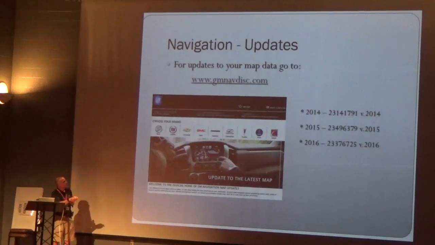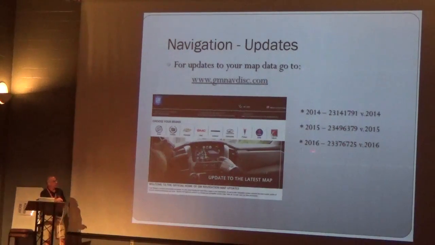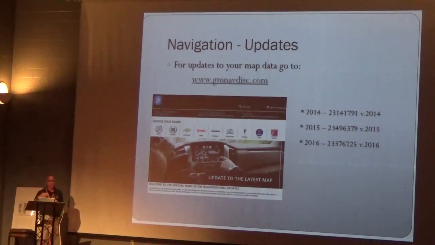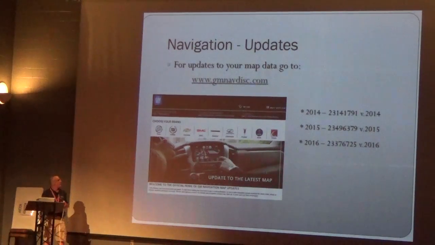So basically, if you have this one, there's two newer than you. If you have this one, there's one newer than you. And pretty soon the 17 data will be coming out. This tends to be updated in the September, October timeframe. So if you want to wait until October to make sure you're getting the next most recent one. But basically go to gmnavdisc.com.